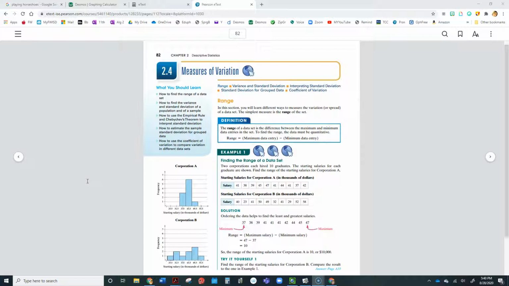But the first one that you're very used to, the word range. I mean, we talked about range when we found the class widths. Remember, the range is the maximum data entry minus the minimum data entry. So we've already used that. It's the same range that we use. StatCrunch will do it. This one's going to be new to you, variance and standard deviation.